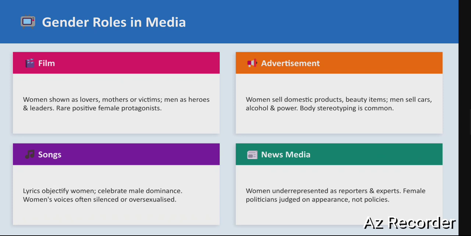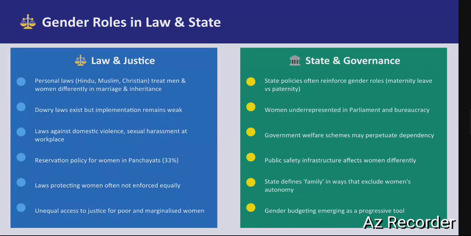Yeah. News media. Women underrepresented as reporters and experts. Female politicians judged on appearance, not politics. That also needs to be noted, which is still happening now. Maybe the number increased, but the judgment is still happening.